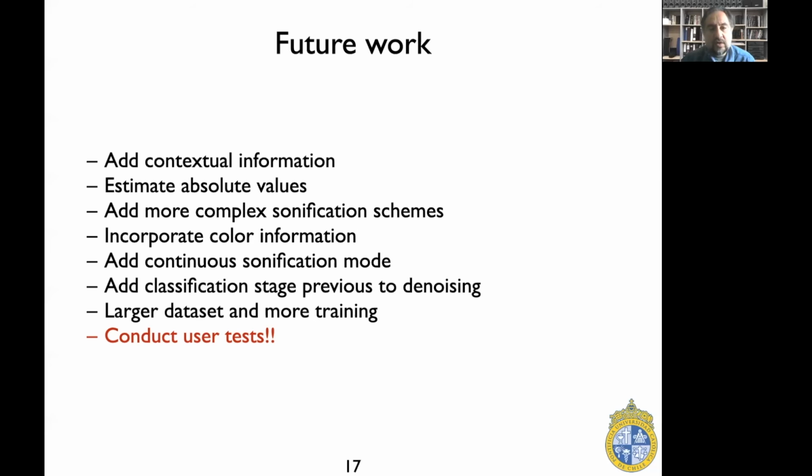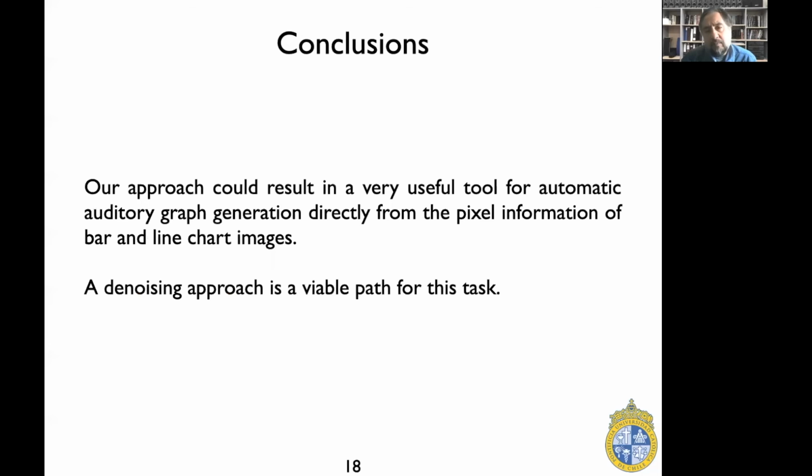We will probably need to add a classification stage previous to denoising, so we can first start with any image, tell if it's a chart, and then apply our method. We need a larger data set and more training. And of course, we need to conduct user tests to really understand the potential and application of this solution. So our approach, we think, could result in a very useful tool for automatic auditory graph generation directly from the pixel information of bar and line chart images, because they are denoised. So a denoising approach, we think, is a viable path for this task.